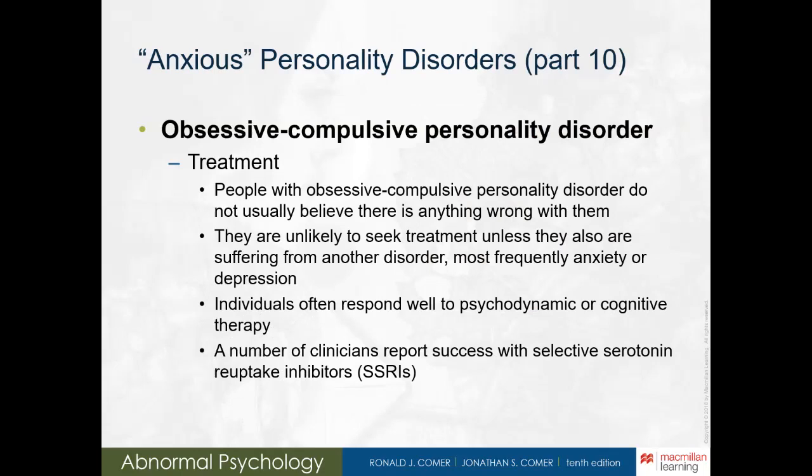So, how do we treat someone with obsessive compulsive personality disorder? They usually don't believe that there's anything wrong with them, very much like those who have narcissistic personality disorders. They are unlikely to seek treatment unless they are suffering from another comorbid disorder, most frequently anxiety or depression. These individuals often respond well to psychodynamic or cognitive therapy, even though the research is limited. And a number of clinicians report success with SSRIs, or selective serotonin reuptake inhibitors. Again, it's primarily tied to the comorbid disorder that has the chemical basis, whereas obsessive compulsive personality disorder is predominantly behavioral.